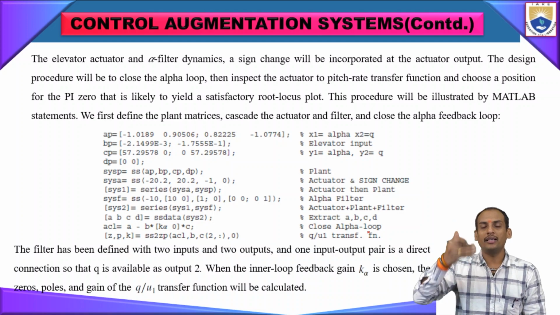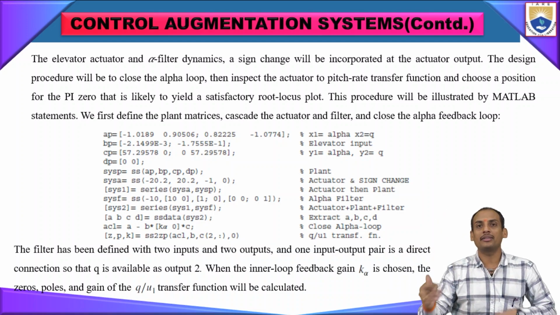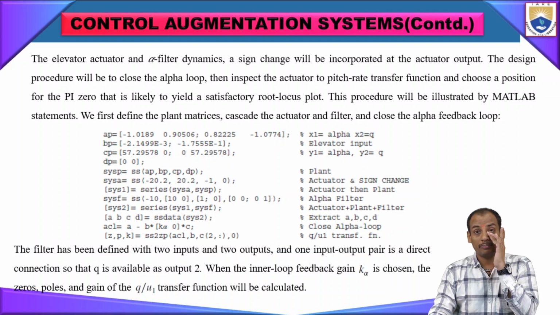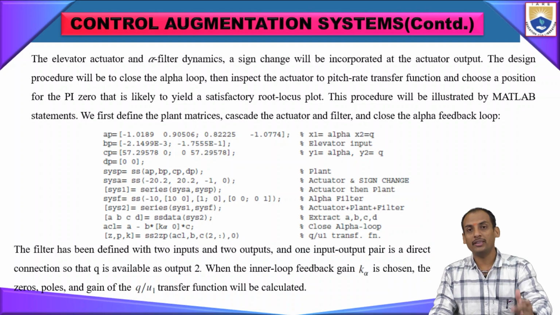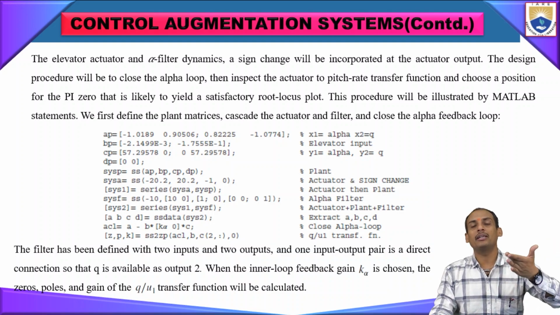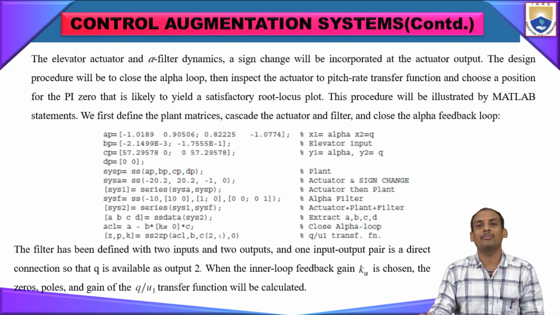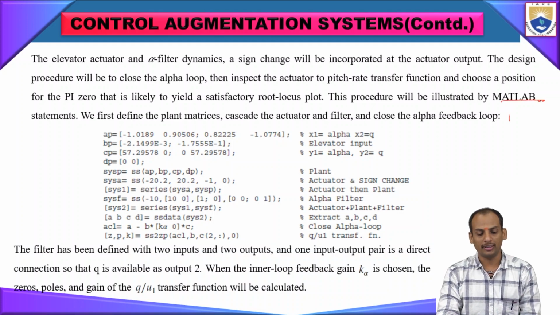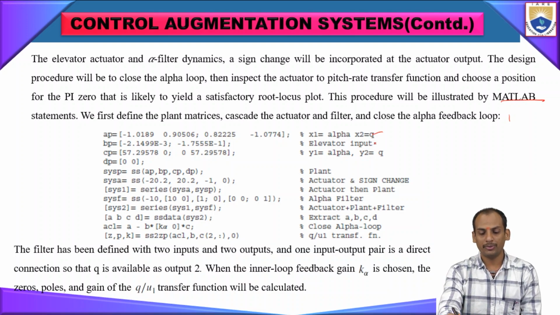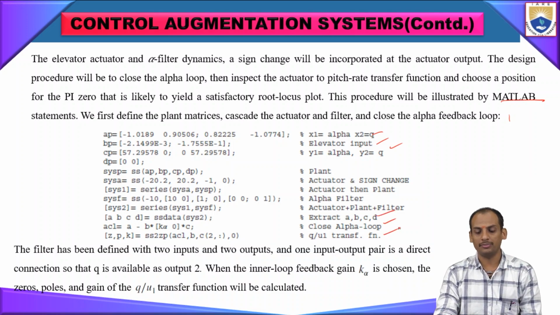After getting that, we will close that loop. What does closing the loop mean? We are giving different values, and the loop will be operated up to here. After that, it will again start from the previous one. So the procedure is given by the MATLAB code. The filter has been defined with two inputs and two outputs, so see here, two inputs and two outputs we are getting from here.